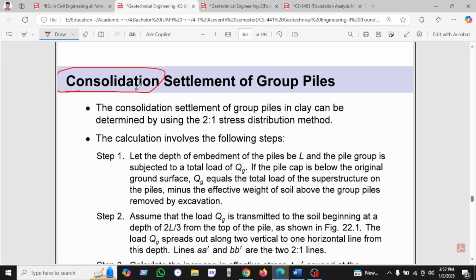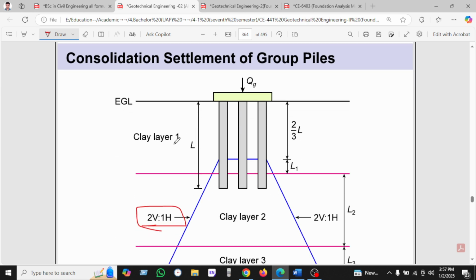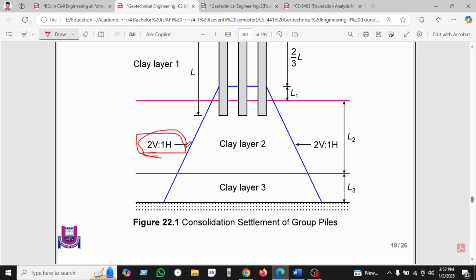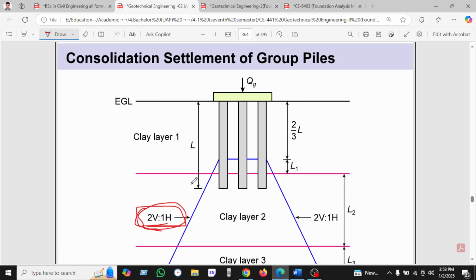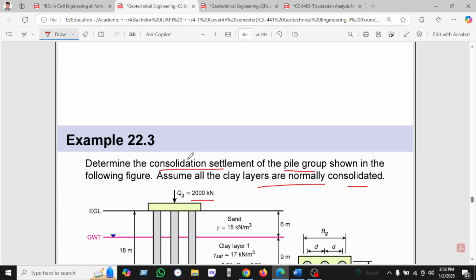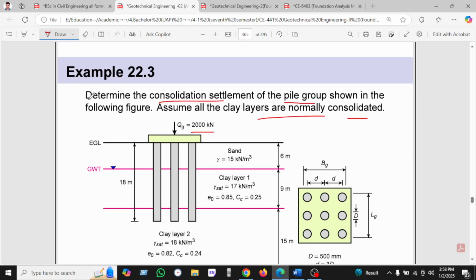So let's see, for the consolidation settlement of the group pile, you must use the 2:1 equation. Before we go to the 2:1 equation, we limit the length from where we will start the 2:1. This is the formula, 2 by 3 into L. It is taken from various codes like the standard codes or other codes. So let's see the example.